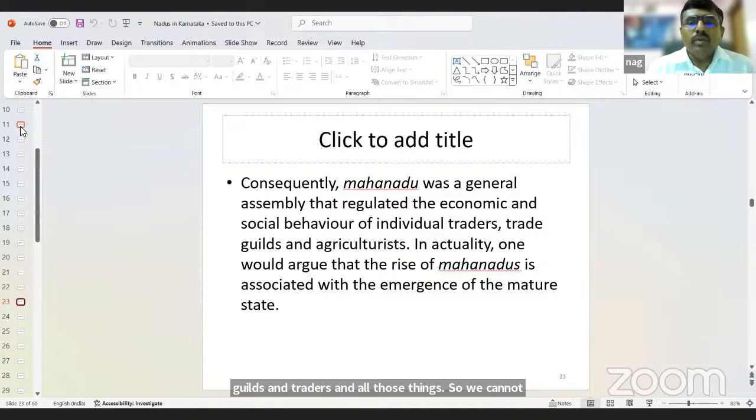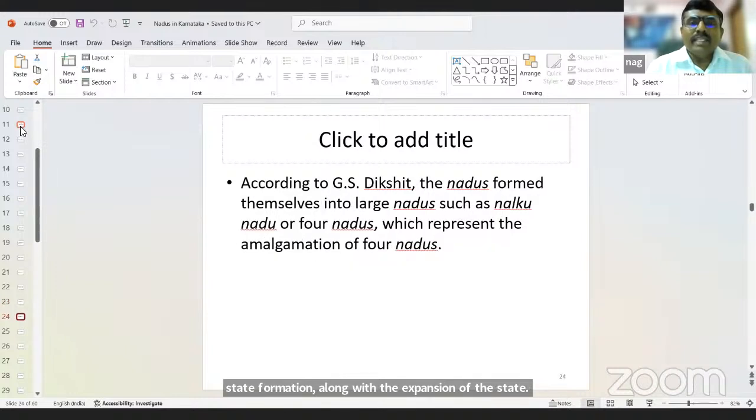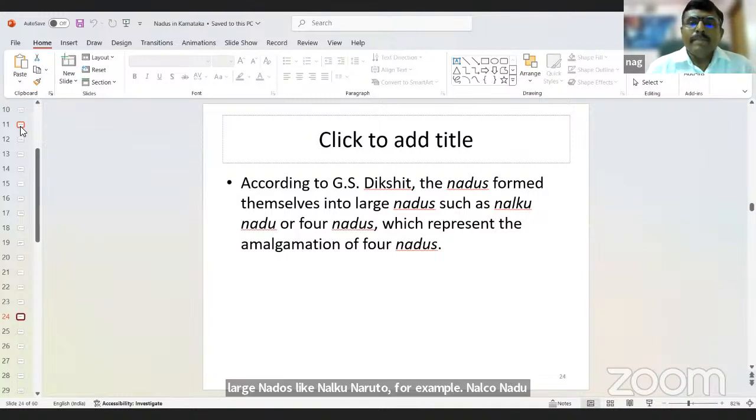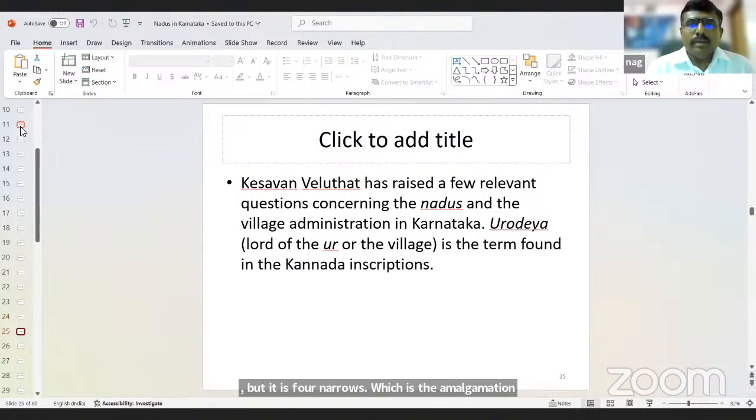So Mahanadu was a general assembly comprising traders, trade guilds, and agriculturists. The rise of Mahanadu is associated with the emergence of the mature state. Along with state formation, the expansion of the state, and the emergence of the empire in Karnataka, there was emergence of Mahanadu also. Dikshit mentions that Nadus formed themselves into large Nadus like Nalku Nadu, for example. Nalku Nadu is four Nadus, which represents an amalgamation of Nadus. So it is not Mahanadu but Nalku Nadu, the amalgamation of Nadus, in the case of Karnataka.